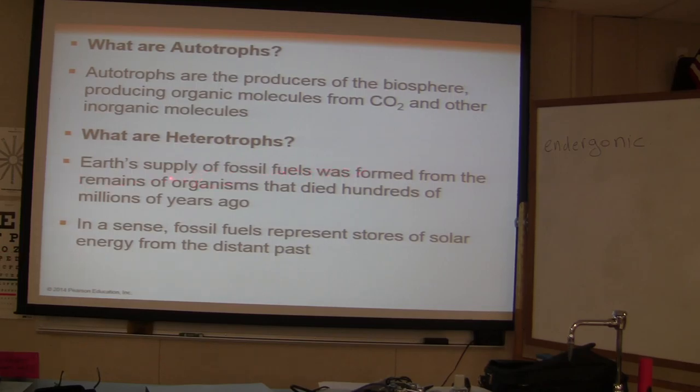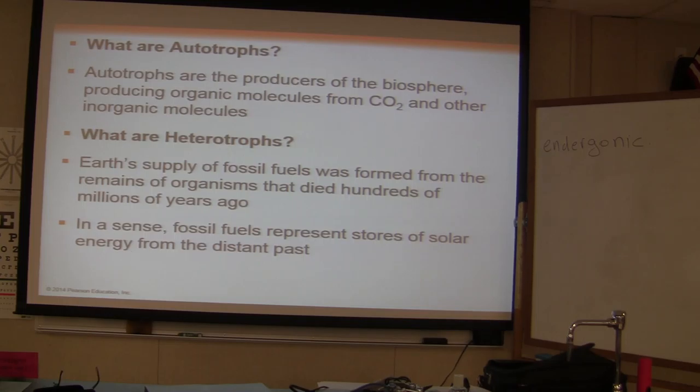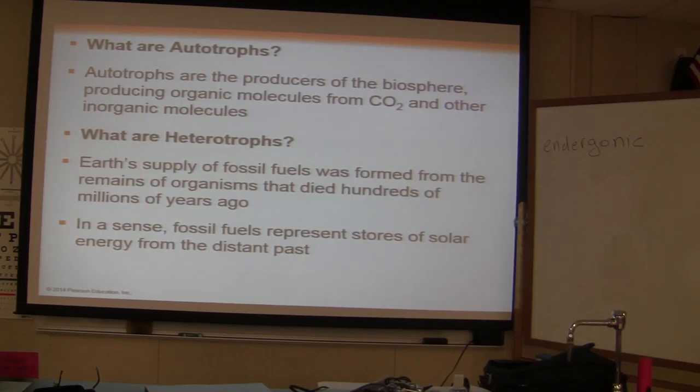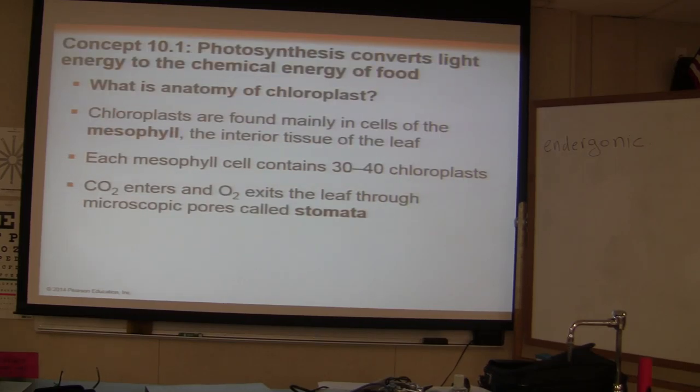Earth's supply of fossil fuels was formed from remains of organisms that died hundreds of millions of years ago, dinosaurs. Dinosaurs ate this. They ate plants, and they died after hundreds of millions of years. Now you're driving your car. Am I making some sense, everybody? It came from photosynthesis. It came from sun. Without it, you would not be here. Have you seen the movie The Martian? If you've seen it, you know what I'm talking about a little bit.